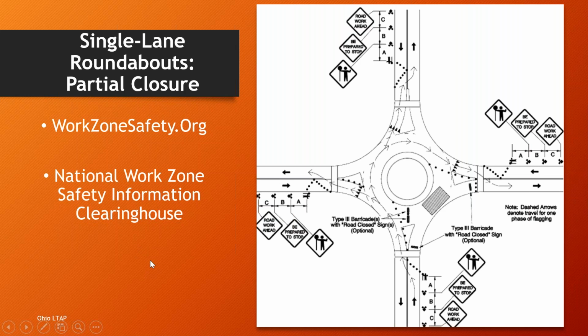And so there's different sizes of roundabouts. So you have a single lane roundabout that's shown here, and they show how they go about closing the single lane. They show the hatched out area where the work is actually taking place, and it involves a flagger and some signage here. So they actually set up a flagging operation in this particular situation.